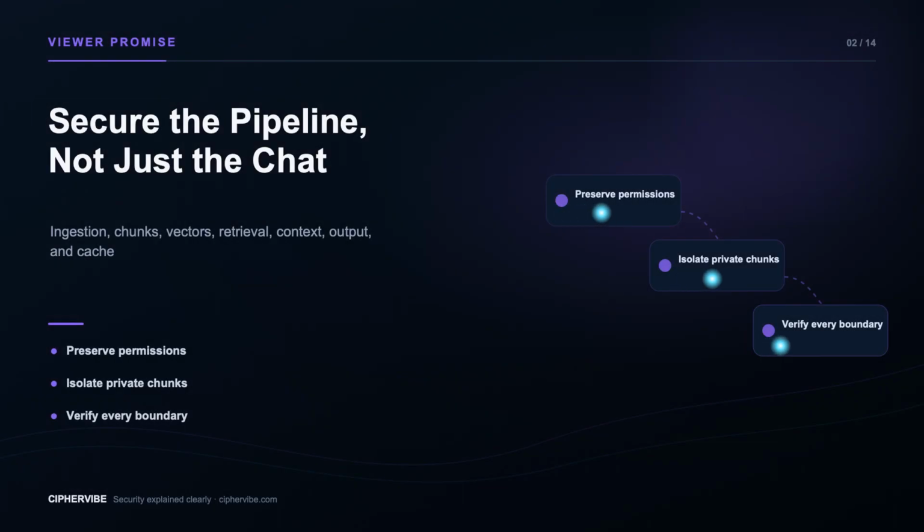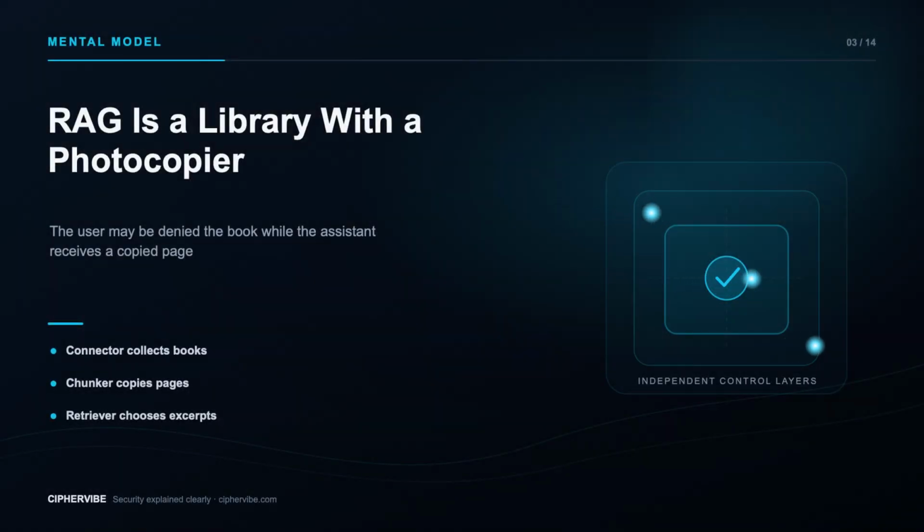By the end, you will understand how retrieval-augmented generation can expose private data and how to test it. We will preserve source permissions, isolate tenants and classifications, authorize before similarity search, minimize model context, validate output, and run a harmless Canary replay. Think of RAG as a library with a photocopier.